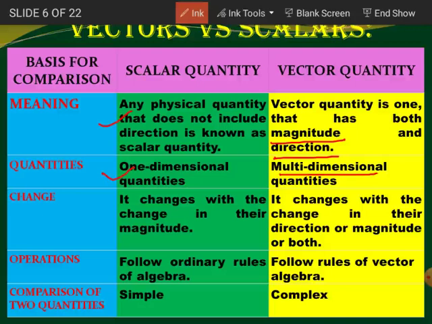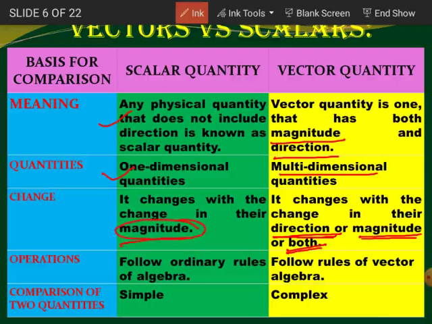Now a scalar quantity can be changed by changing magnitude only, whereas a vector quantity can be changed by changing magnitude or direction. That means a vector quantity can be changed either by changing the direction alone, or the magnitude alone, or by changing both. Got it? So there are three ways to change a vector quantity, but a scalar quantity can be changed only by changing the magnitude.